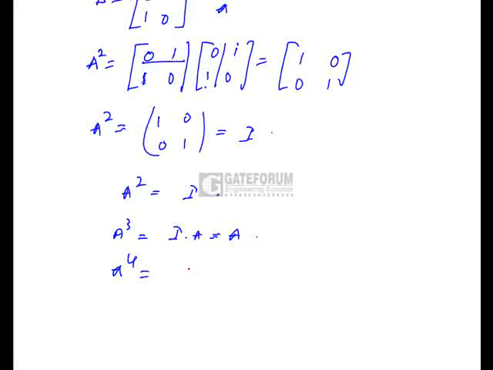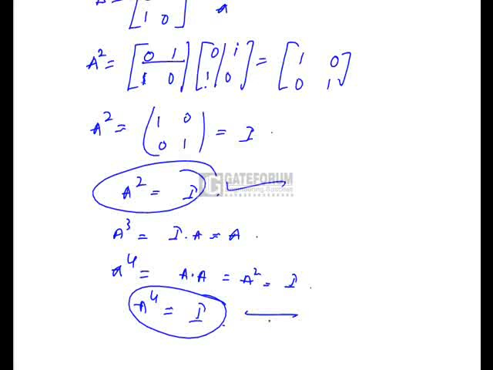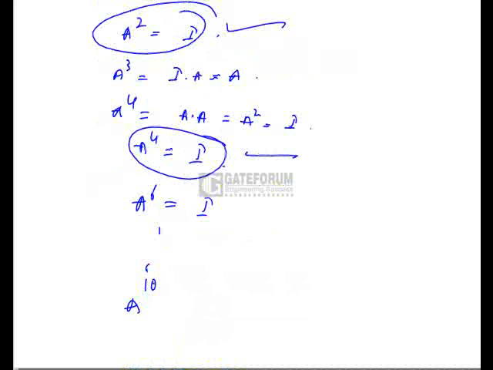Now A power 4 will be A into A, which is A square. Again A square is nothing but I, so A power 4 is I. Clearly we can see A square is I, A power 4 is I, then similarly A power 6 will be I, and so on. A power 100 will also be I. Then the option is A.